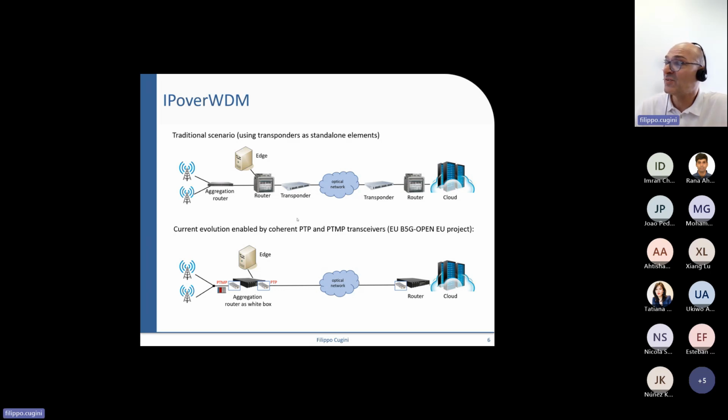Of course, there is still a slight difference, so we cannot maybe traverse thousands of kilometers as these transponders were able to do efficiently, but still in the order of a few hundred kilometers, this is very effective and also cost effective. So this is one step of the evolution.